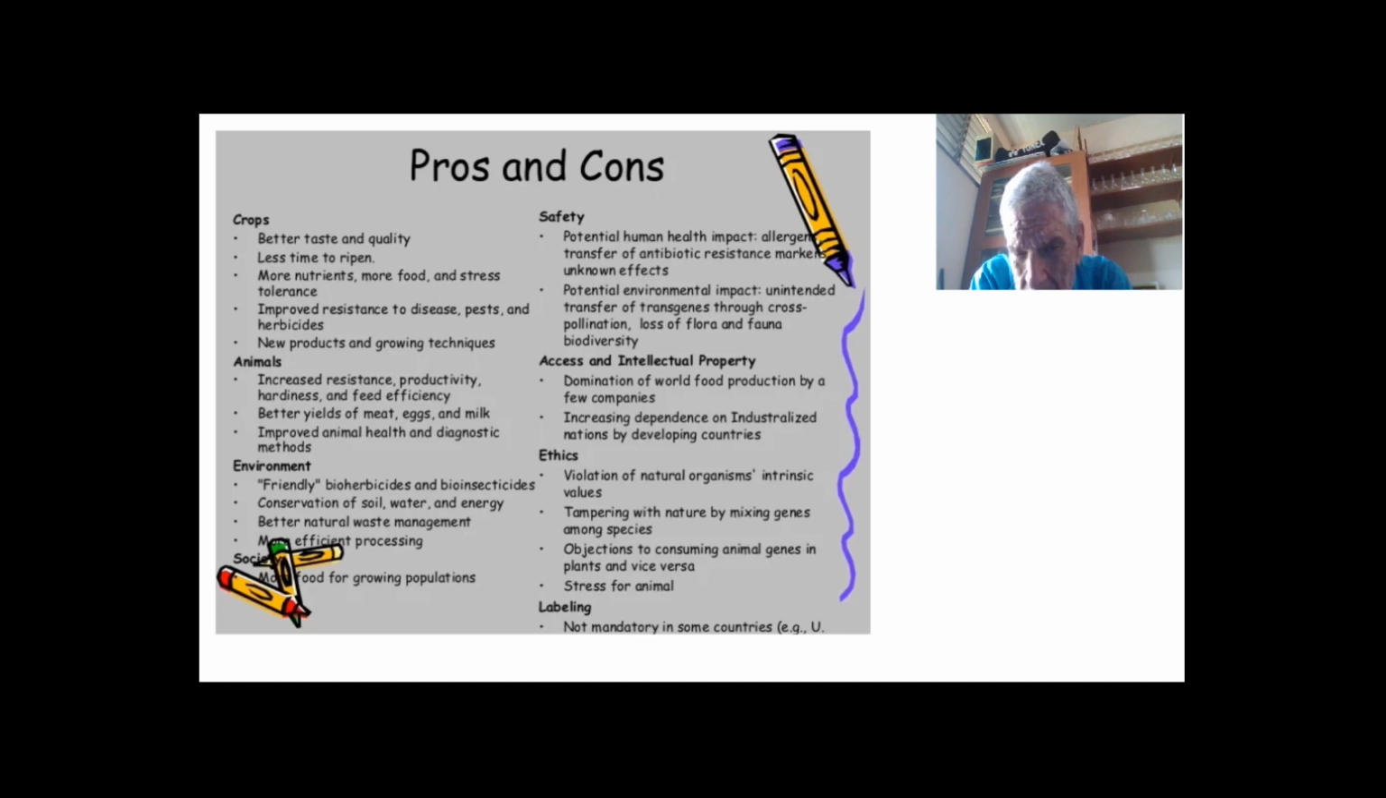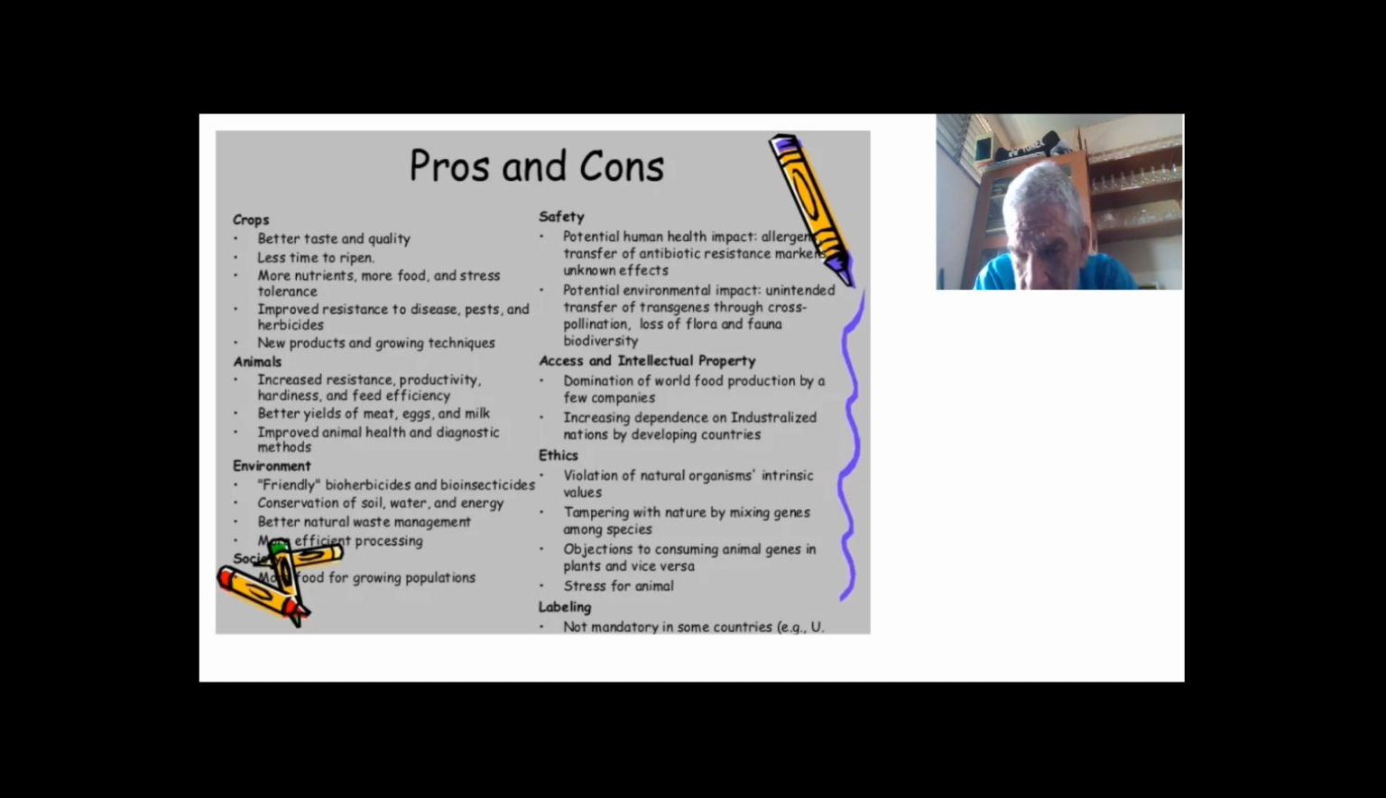It gives some ethical ones, such as violation of natural organisms' intrinsic values, tampering with nature by mixing genes among species, objections to consuming animal genes in plants and vice versa, and stress for animals. So the ethical points, I think some of these are debatable, but if you're asked to state ethical problems concerning GM crops and animals, you can mention those.